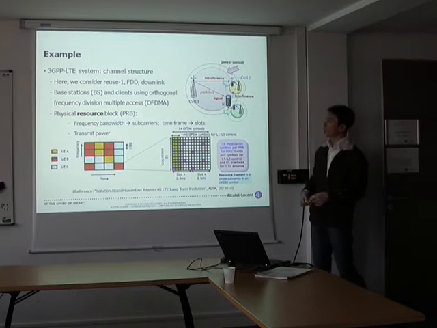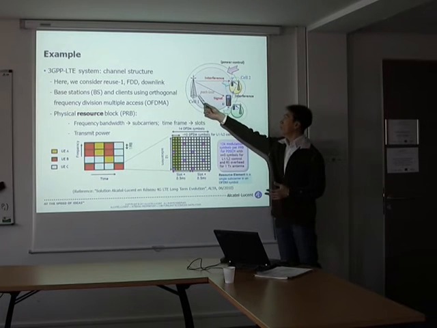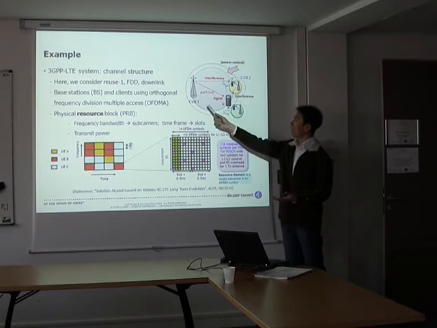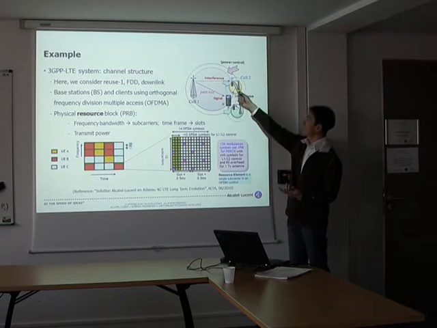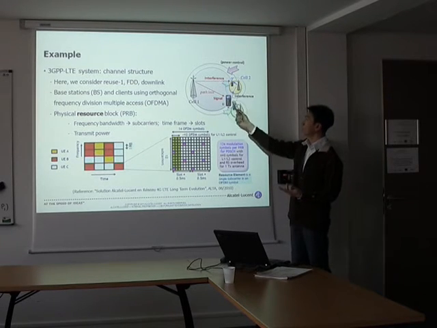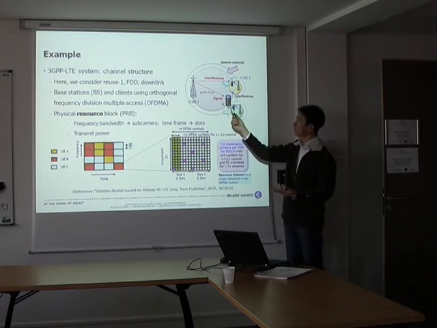So this is an LTE system in the downlink scenario. I have multiple base stations, which could be a large macro cell or a small cell. And then I have several users, for example, two here. So the transmission is from here to the user U there.